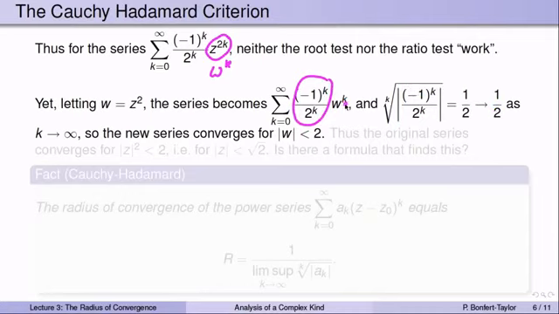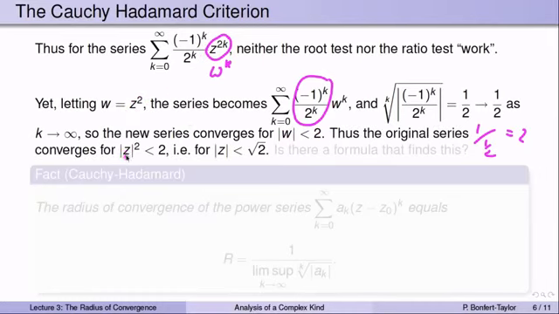And so the series in the w's converges for absolute value of w less than 1 over 1 half, which is 2. So the root test works for the series in w, and it converges for absolute value of w less than 2. But w is simply z squared. So if the series converges when I plug in w less than 2, then it also converges when I plug in z squared less than 2. It's the same series. So the original series therefore converges when the absolute value of z squared is less than 2, and that means the absolute value of z is less than root 2. So the radius of convergence for this series is actually root 2.